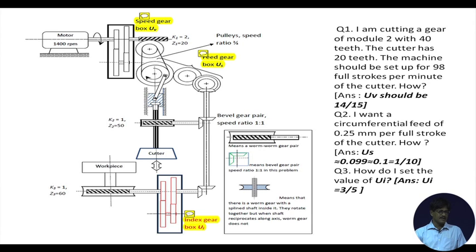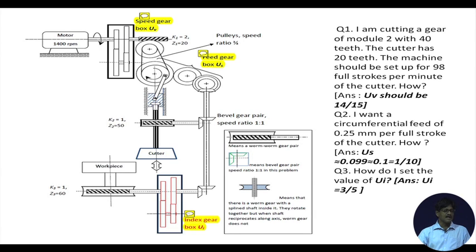Fine. Now, how do we do this? I have already provided you with the answer, so that you can try it out yourselves before we discuss the solution and see whether you have the correct answer. So, the correct answer is UV should be 14 by 15.